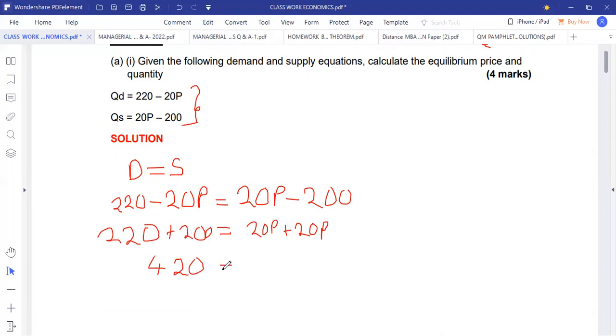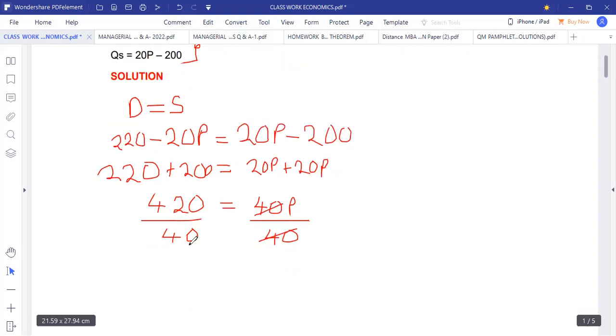On this side, we're going to have what? 40p. So to solve for p, we shall divide both sides by what? 40. So divide this side by 40 and divide that side by 40. So we will get our equilibrium. So 420 divided by 40, our P equilibrium will be 10.5.